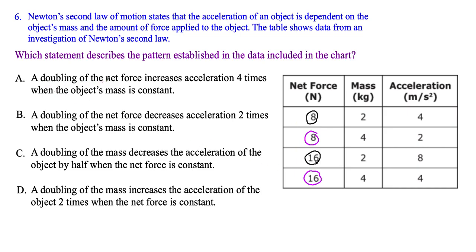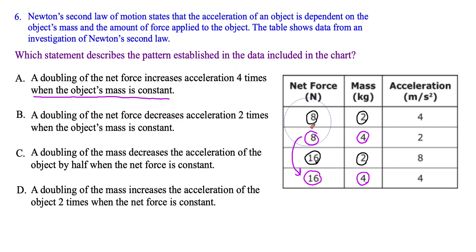And then it also says, if I double the net force, a doubling of the net force increases acceleration 4 times when the object's mass is constant. Well, the object's mass is constant here and here. Constant means it stays the same. It's also constant here and here. So you have a choice of using either rows 1 and 3 or rows 2 and 4.